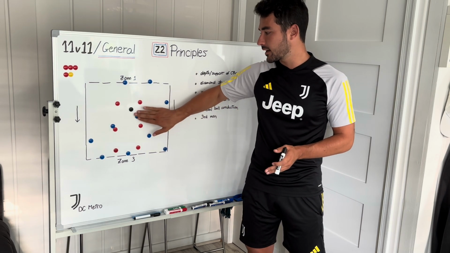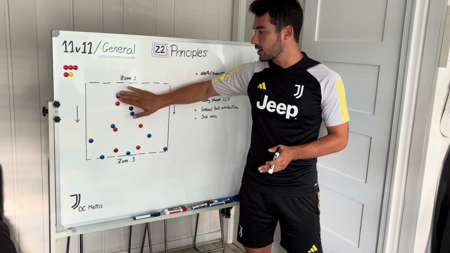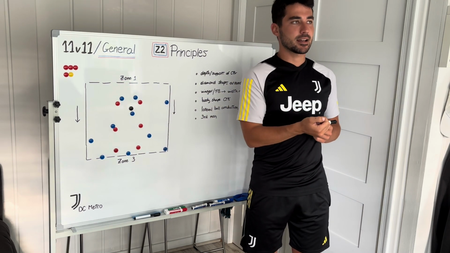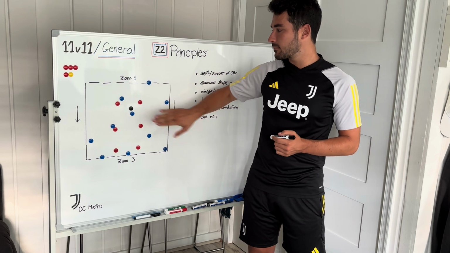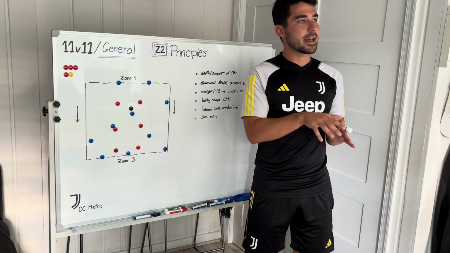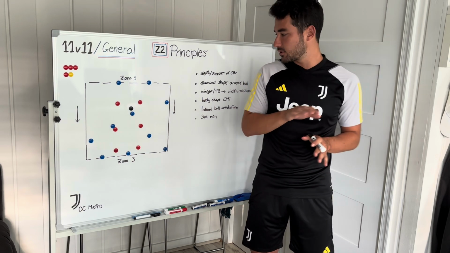Let's say this player has the ball. We don't want our center back so close to them because then that pass is not available. Again, we want them to give depth and support to whoever has possession of the ball in Zone 2.